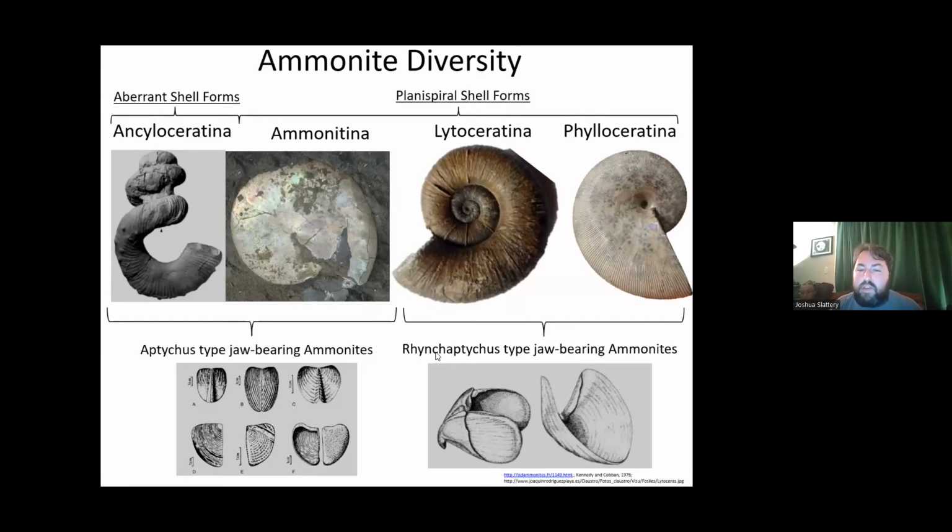Within the Rhynchaptychus type jaw-bearing ammonites, we include Litoceratina and Phylloceratina. And in the Aptychus type jaw-bearing ammonites, there are Ancyloceratina and Ammonitina. We think that Ancyloceratina and Ammonitina probably evolved from Litoceratina, during, I think, the end Triassic, early Jurassic time.